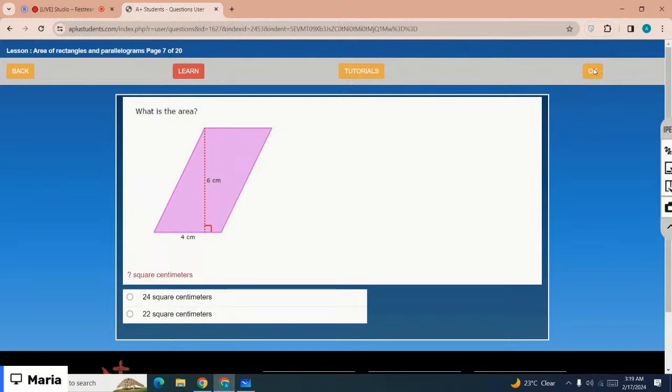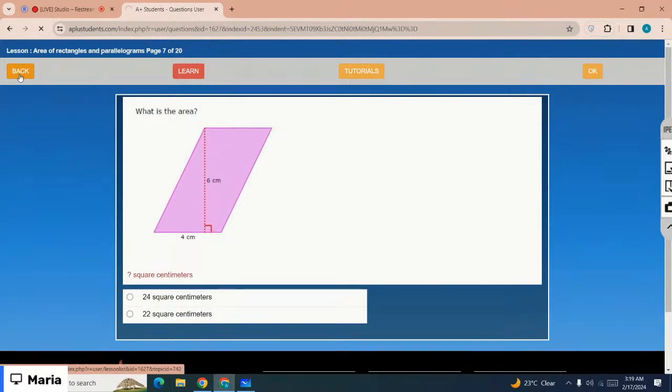You have to do length times width, right? So 6 times 4 equals 24. The correct option is 24 square centimeters, right? Okay, you can complete the lesson by yourself later today. Let me just move on to the next lesson.